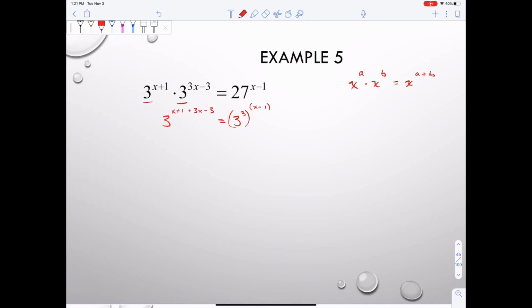So if I simplify on both sides here, we're going to have 3 to the 4x minus 2 equals 3 to the 3x minus 3 power. Again, now I've written each side as a single exponential with like bases. I can set those exponents equal, so we're going to have 4x minus 2 equals 3x minus 3. And when I solve, we'll subtract 3x on both sides, leaving me with x on the left, and I'll add 2, leaving me with a negative 1 on the right. So here we get x equals negative 1.